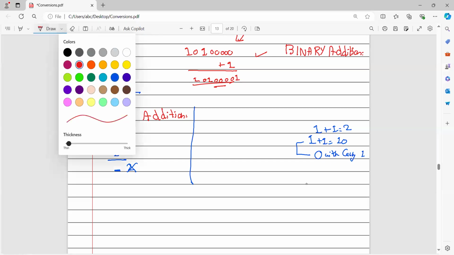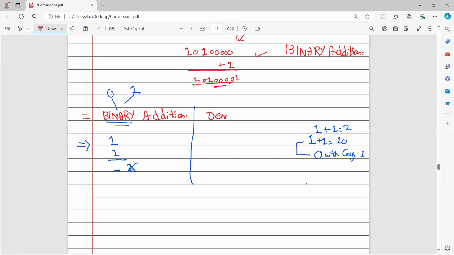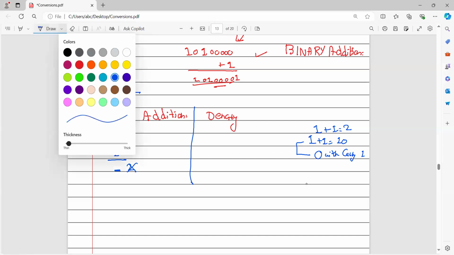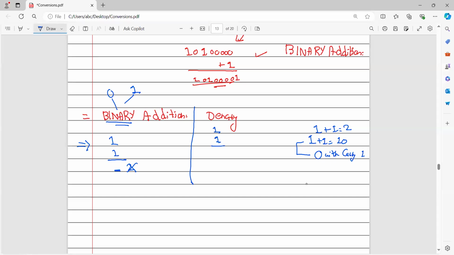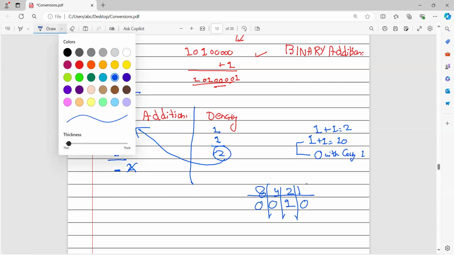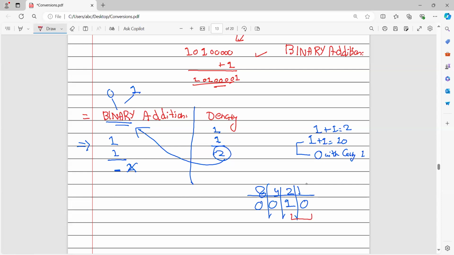Now, which language do I use in daily life? Denary. So if I add 1 and 1 together, what is the answer in everyday life? 2. Now, can you convert this 2 into binary? Yes. 1, 2, 4, 8. I'm not writing the whole of it because I just need this area. So this is supposed to be 0, 0, 1, 0. If I've converted the 2 of denary into binary, this is 10, or this is 0 with carry 1.